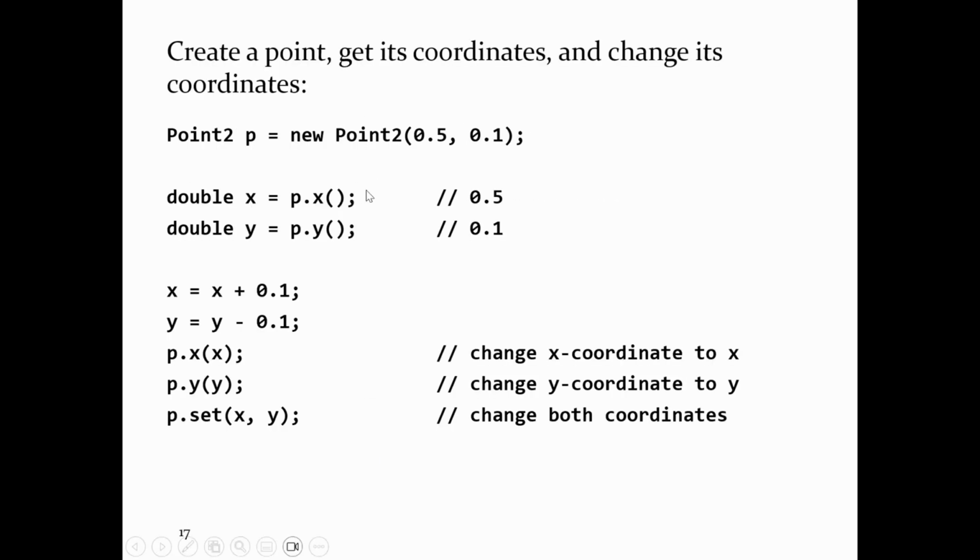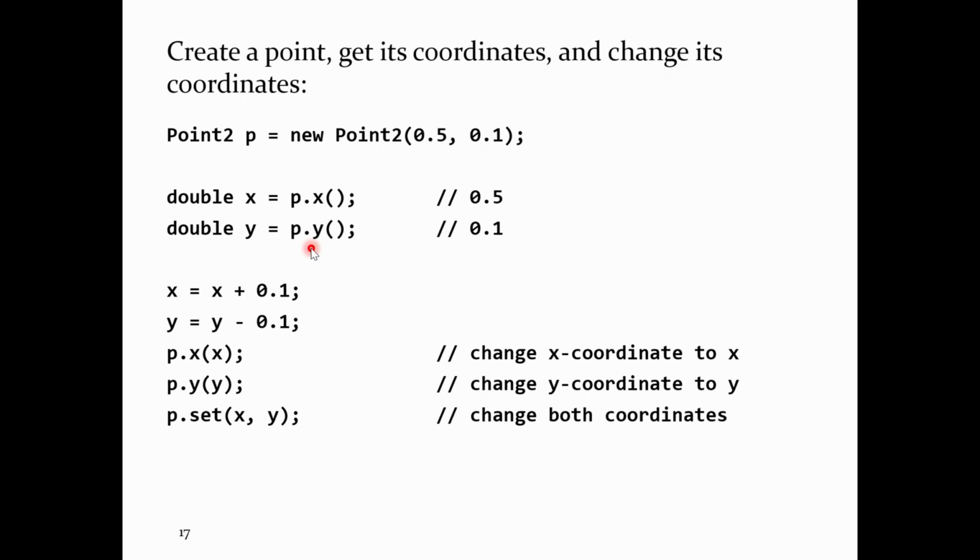Okay, so here's an example of using a point. I'm going to make a point whose coordinates are 0.5 and 0.1. I would like to find out what is the x coordinate of the point. It turns out there's a method called x that returns the x coordinate of the point. So p.x returns the x coordinate of the point referred to by p. That's going to be 0.5 in this case.